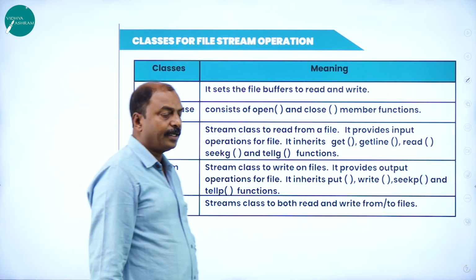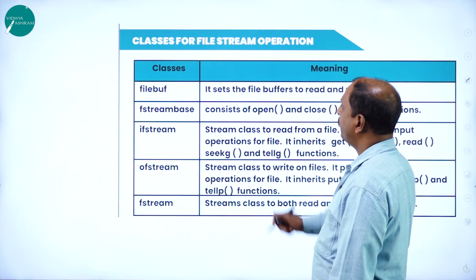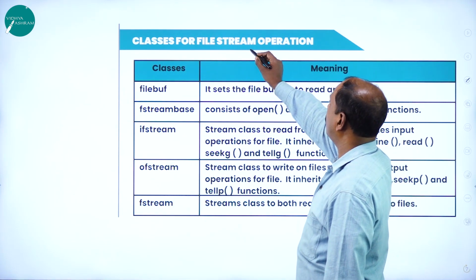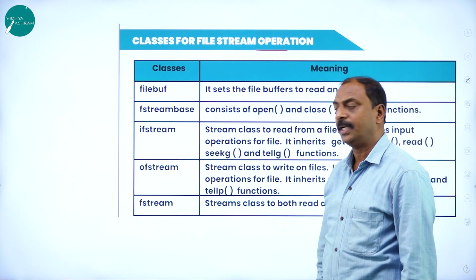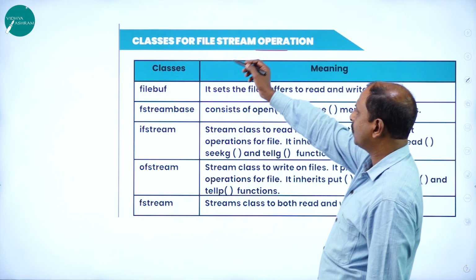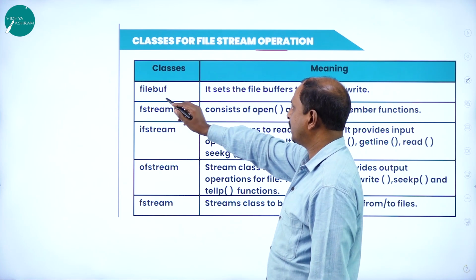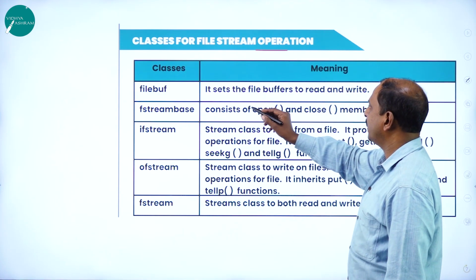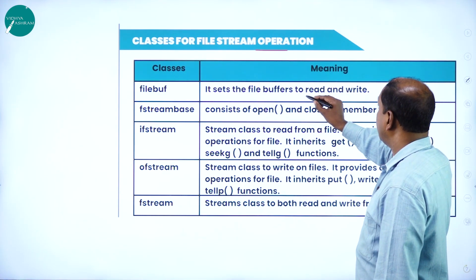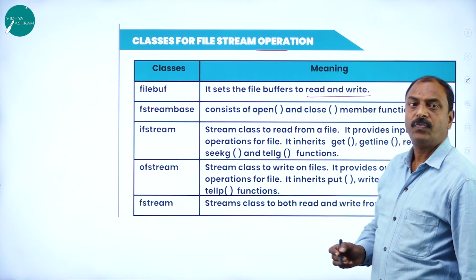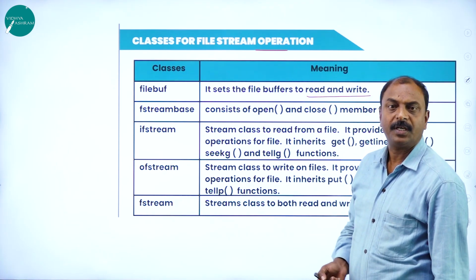In the next slide, let us see the different classes in stream operation or file operation. The first one is called filebuf, the file buffer. It sets the file buffers to read and write mode. So any file, you can open it for either read or write mode.